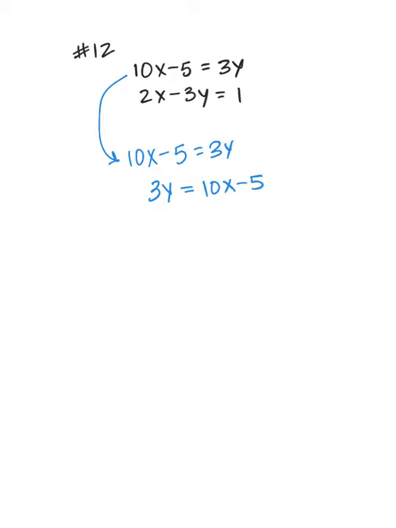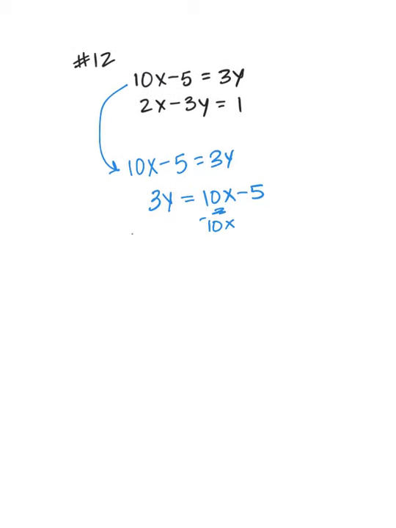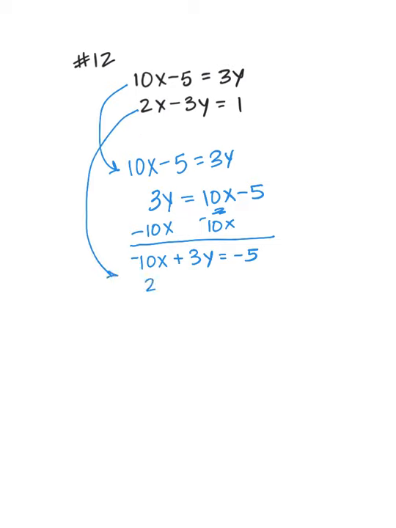So now I can see I need to move this x term to the left, right? Because standard form has your x and y on the left, and your number on the right. So I'm going to put the x first, and now we're ready to finish solving. Let's take our other equation. 2x minus 3y equals 1, and voila. They're already set up for elimination.